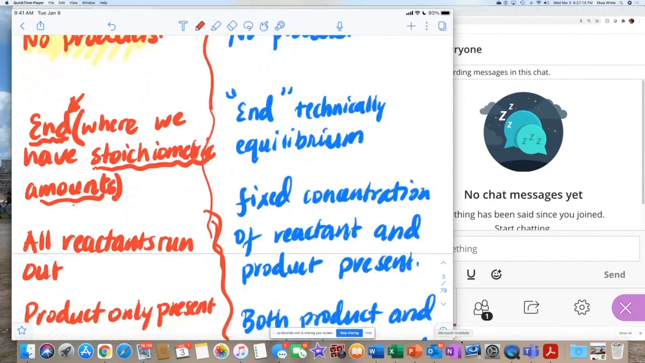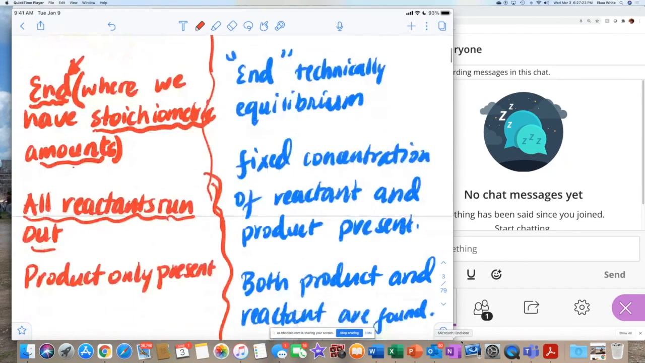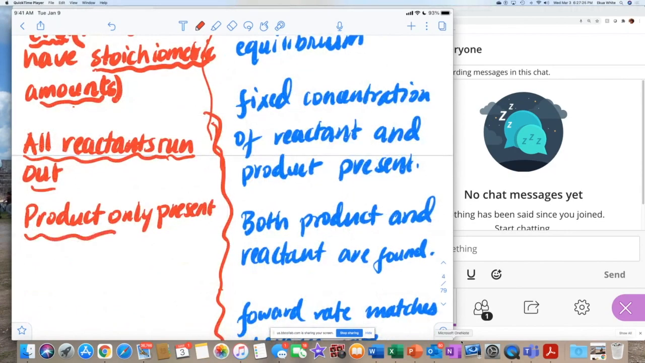So here, how do we know the end has been reached? All reactants have run out. All you have are products. Products are the only thing that are present, okay? So this is an example of a one-way reaction.